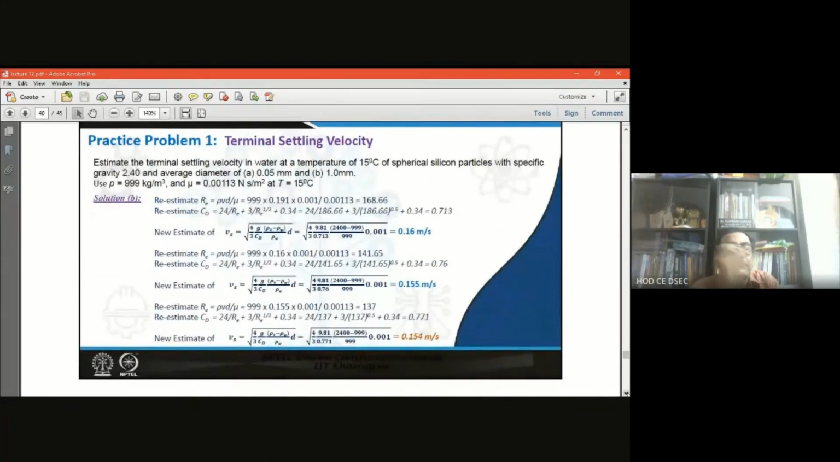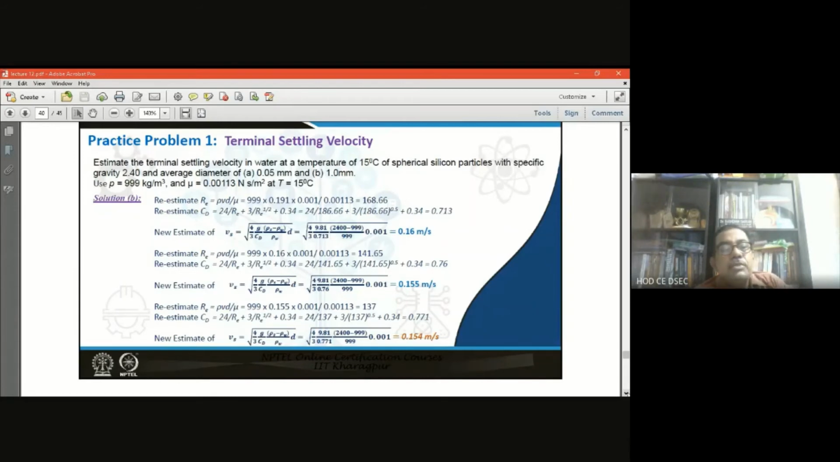Again, another problem, let me discuss that: the terminal settling velocity in water at temperature 15 degrees centigrade, of spherical silicon particles, same nature, with specific gravity 2.4, average diameter of 0.051. Same type of problem. Again, let me discuss so that you will understand this type of problem much more, and you will be ready to solve any problem that comes from this theory.